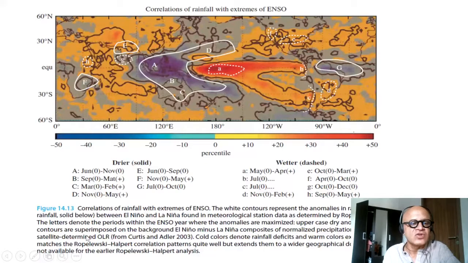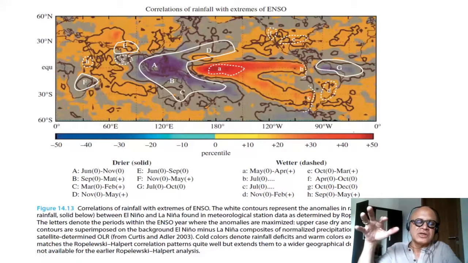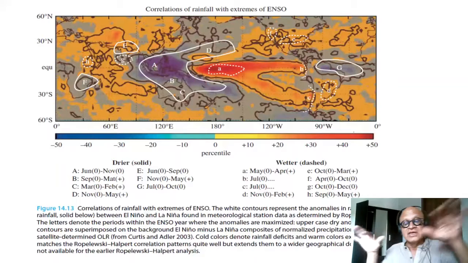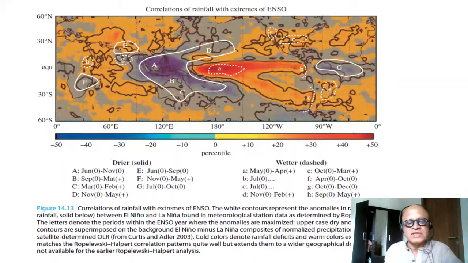What else? These contours are superimposed on the background El Nino minus La Nina composite. So these are taking years where La Nina related anomalies exist and El Nino related anomalies exist. You take their difference, so you get a complete range of the difference from an El Nino year to a La Nina year, and not just compared to the normal year to El Nino or La Nina.